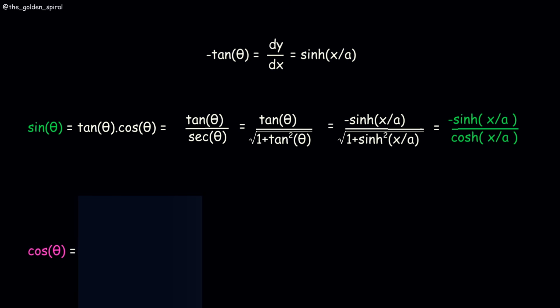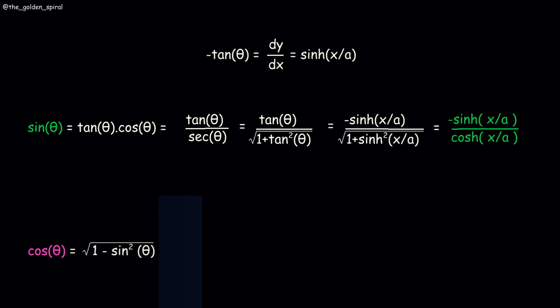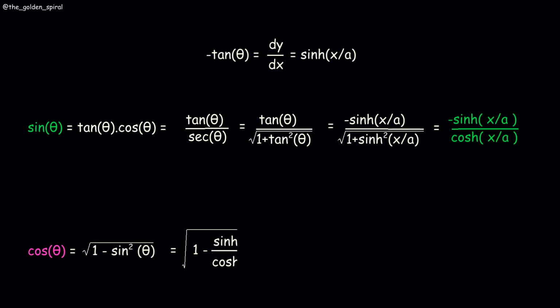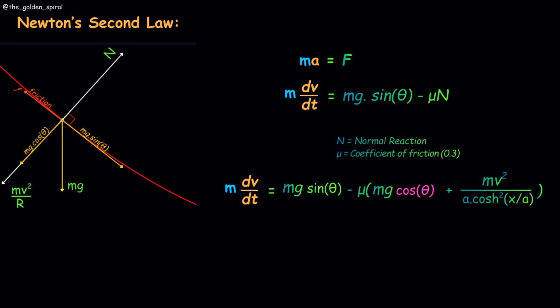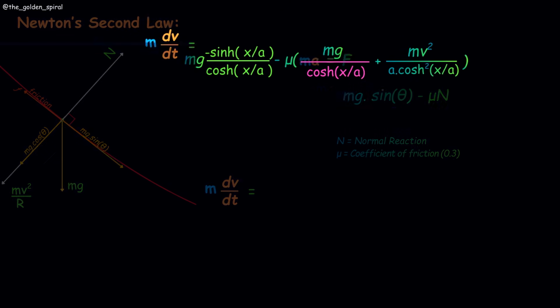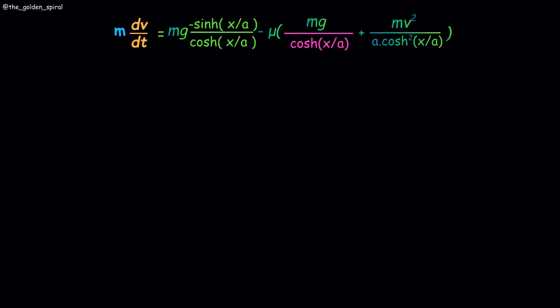For cosine theta, we can write cos as root over 1 minus sine squared theta, and we have just computed sine in terms of x by a, so we just replace it and do a little manipulation. We have cosine theta is 1 by cos hyperbolic of x by a. We can substitute both of these values in our equation back. Our expression is almost complete, but there is a problem here.